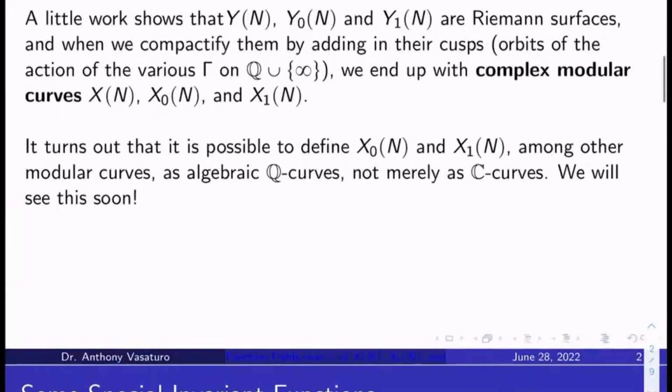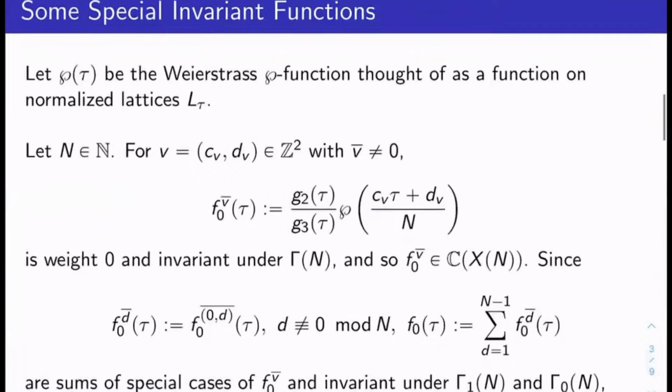And it will turn out, it's crucial that we see this later, you can define X0(N) and X1(N), among other modular curves, as algebraic Q curves, not just as C curves as we've done here. We're going to have to do that to understand the fivefold theorem fully, because one of the equivalent versions of modularity that we looked at was that there's a certain surjective Q morphism of Q curves from X0(N) to our given elliptic curve. Well, you have to know what X0(N) is as a Q curve, not just as a complex curve. So we'll talk about that in the next videos. For now, let's try to understand the theory over the complex numbers.